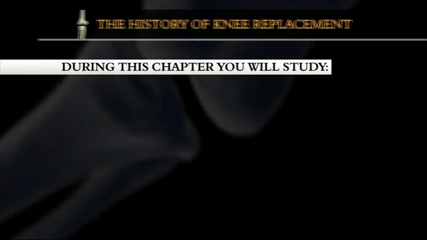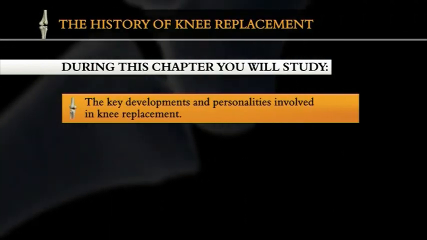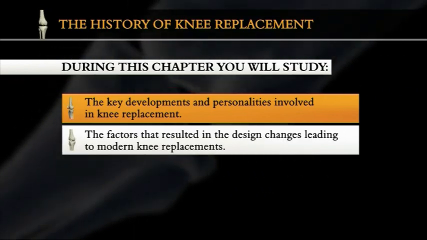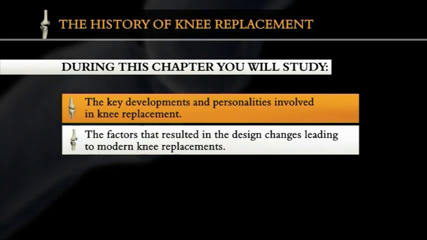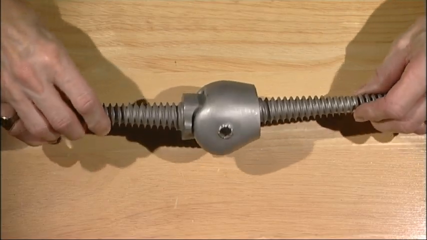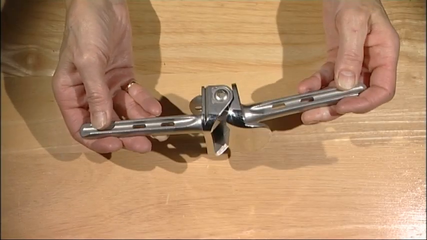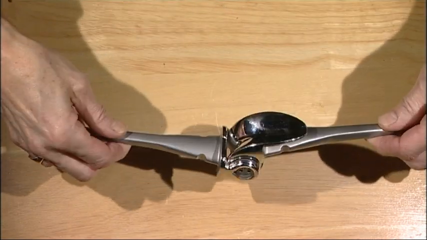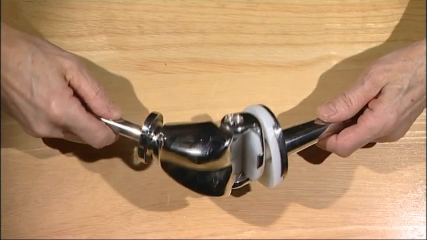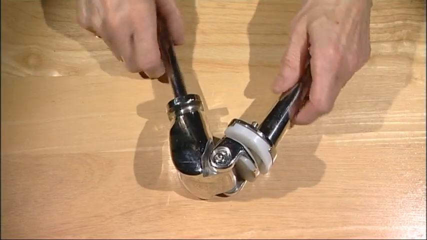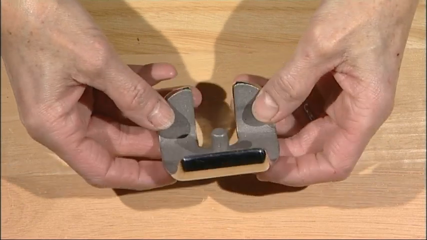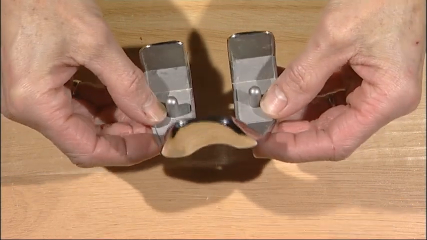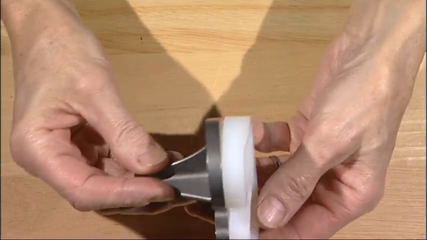During this chapter, you'll study the key developments and personalities involved in knee replacement, and the factors that resulted in the design changes leading to modern knee replacements. The knee prostheses used today have been developed from implants tried in the past. The many design changes have been brought about by initial failures and the desire to improve the patient's function to as near normal as possible. Learning about historical implants and the reasons for their obsolescence will help you to understand the design features of modern implants, the development of families of knee implants, and the use of fully constrained prostheses.